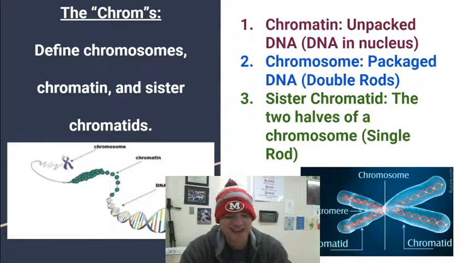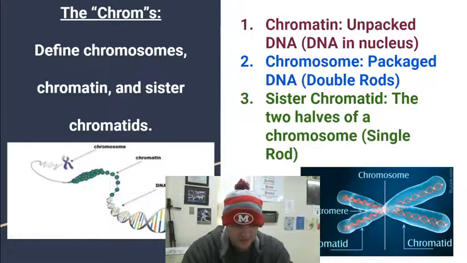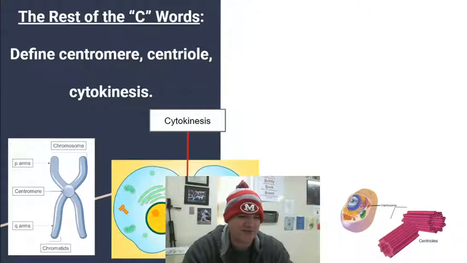Sisters are chromatid. That means they're split. They are divided. So there's a single rod going on with them. And you'll see DNA change forms as we start going through the different steps.